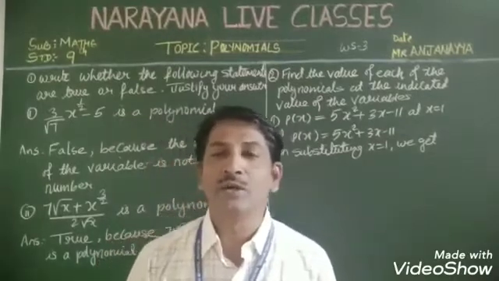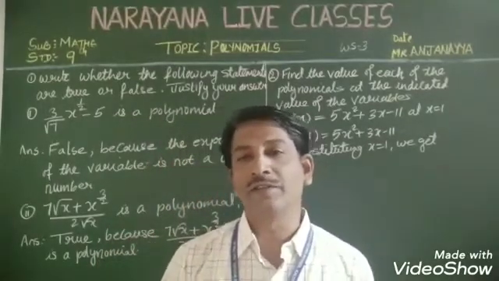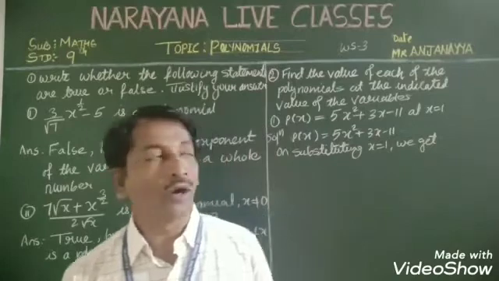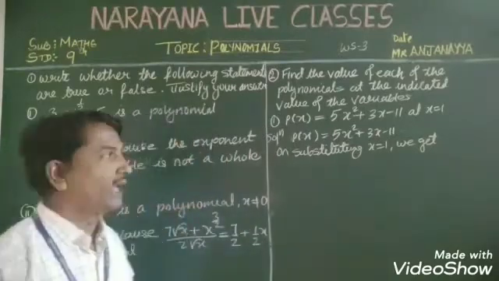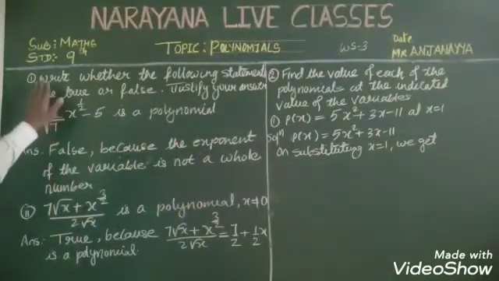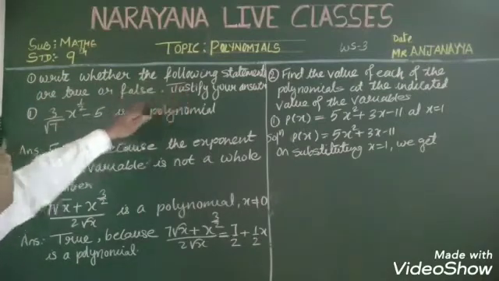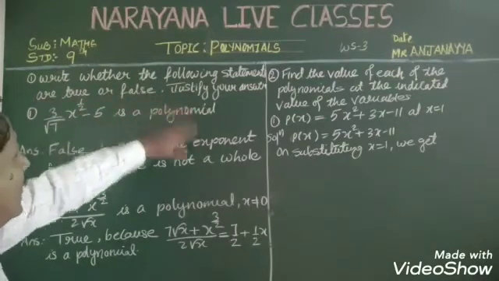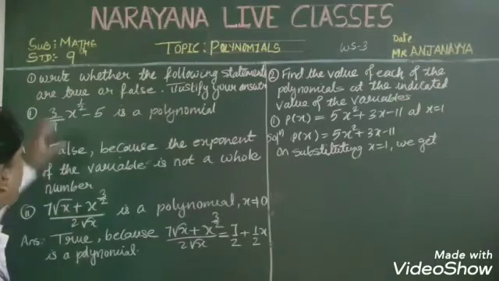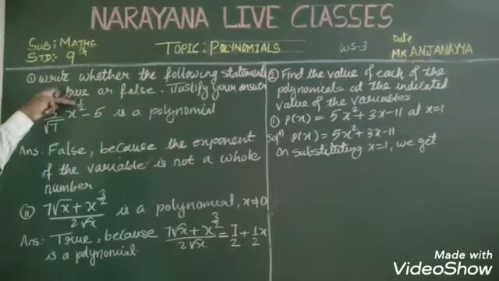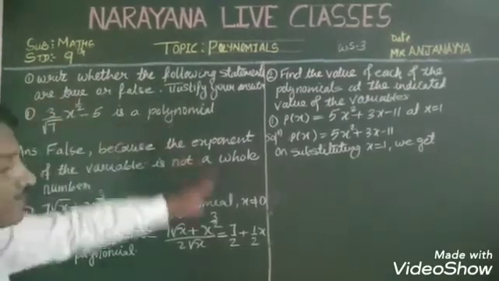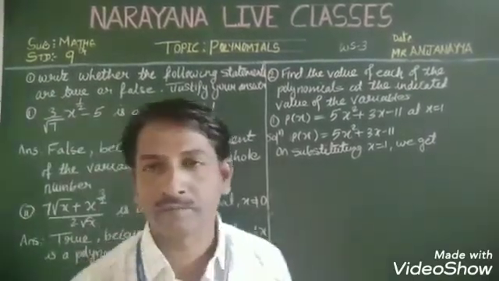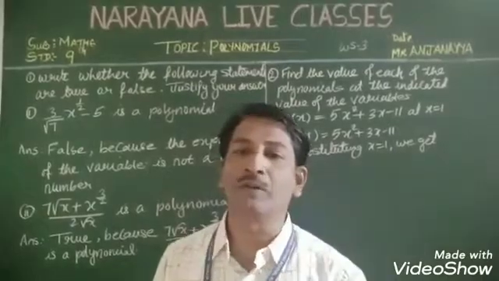I, Anjaneya, am going to discuss the key of the assignment on polynomials. In that, the first question is: write whether the following statements are true or false and justify your answer. The first question they had given is 3 upon root 7 x raised to 1 by 2 minus 5 is a polynomial or not. We have to say whether it is true or false.